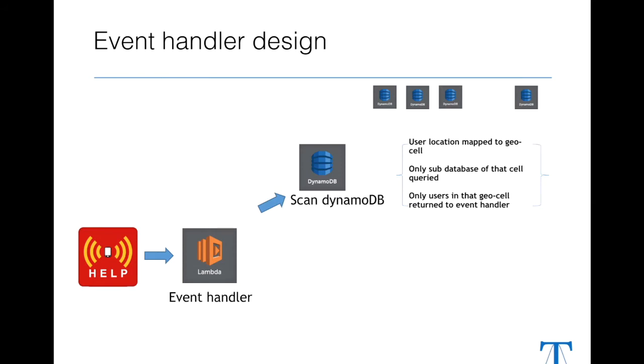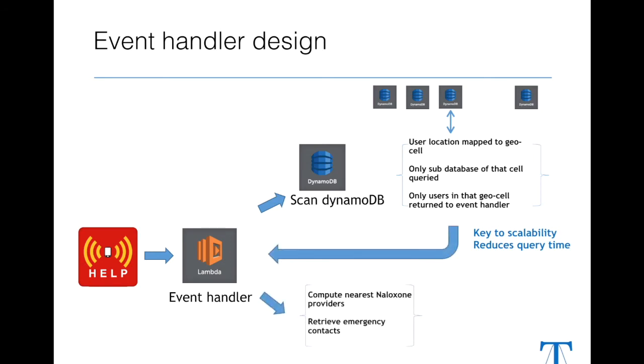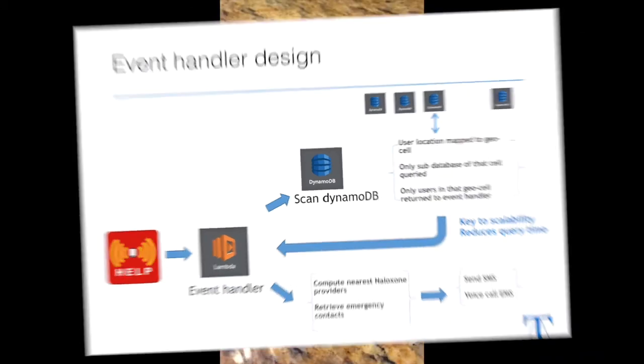This way, the search has to be made only against a much smaller database which corresponds to the help seeker's current geolocation. This is the key to scalability in our design and faster response times. Once this subset is returned, the event handler then simply computes the nearest providers based on that sub-database and sends the SMS to those users.